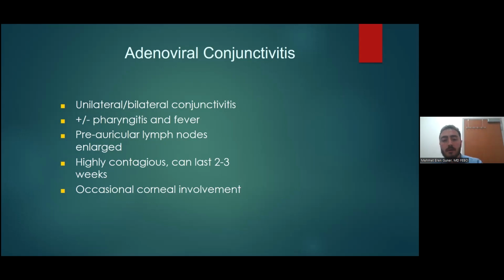What will we see? Preauricular lymph nodes, adenoid lymph nodes. This is highly contagious. That's why I want everybody here to know very well about this. And it can cause some visual impairment. It is not very severe most of the time. That corneal involvement and visual impairment respond very well to the treatment.